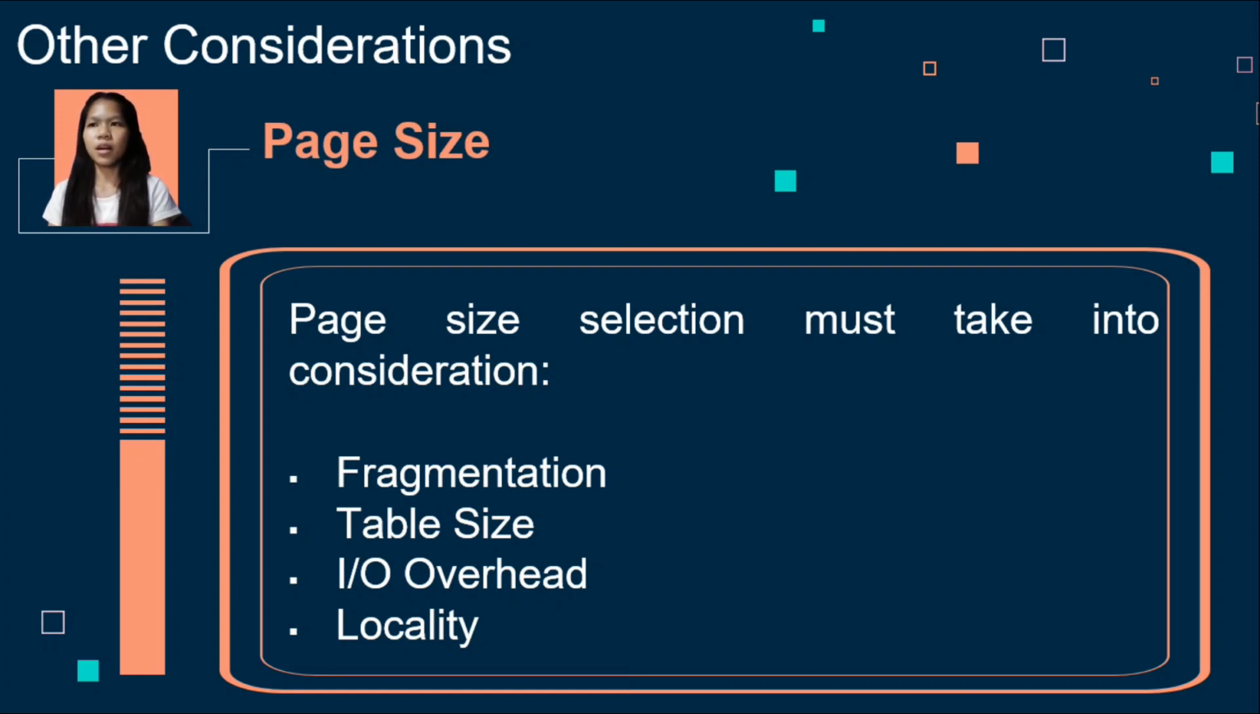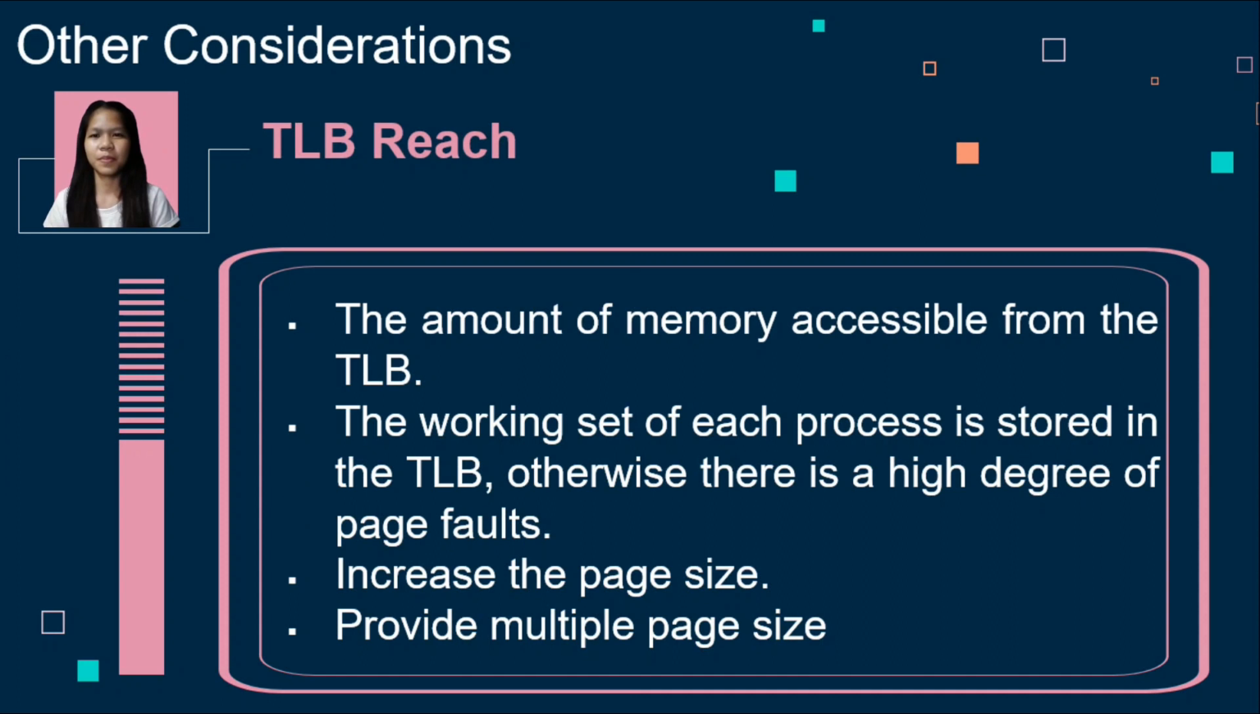The last one is locality. With a smaller page size, total I/O should be reduced, since locality will be improved. A smaller page size allows each page to match program locality more accurately.